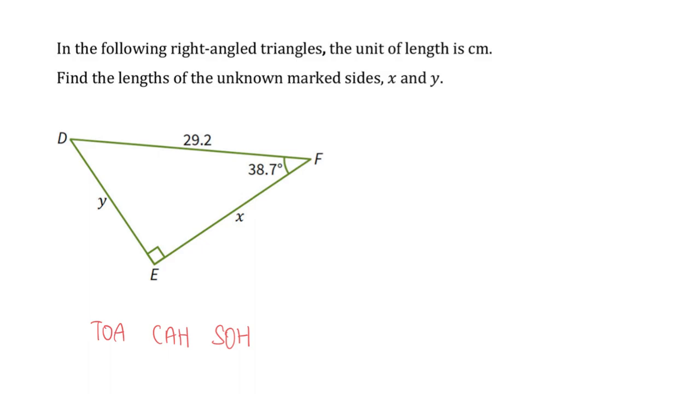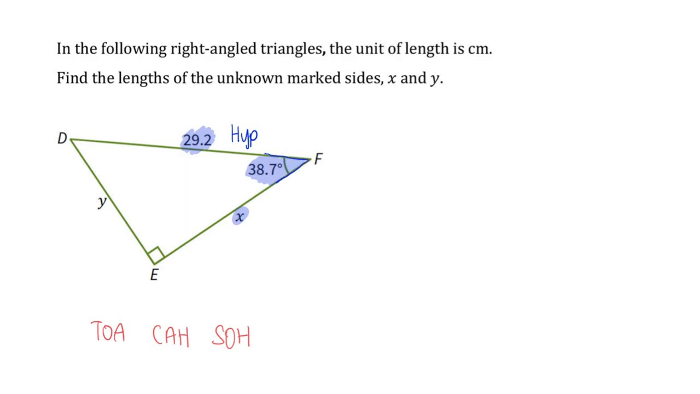Hello everyone, welcome to this question where we are given the following right angle triangle with the angle here. So I'm going to solve for x first, right? With respect to 38.7 degrees, I have my x and I have 29.2 here. Step 1, identify the sides. So this will be my hypo, which is opposite the right angle.